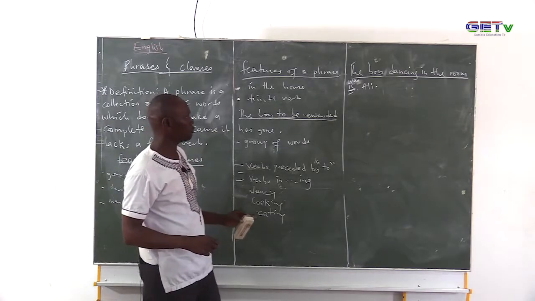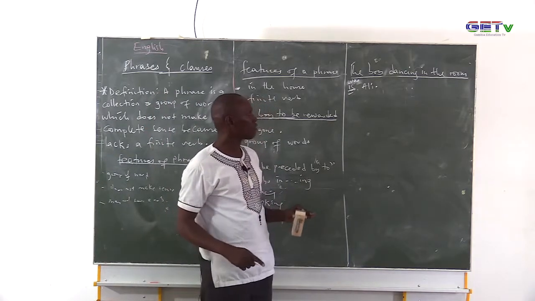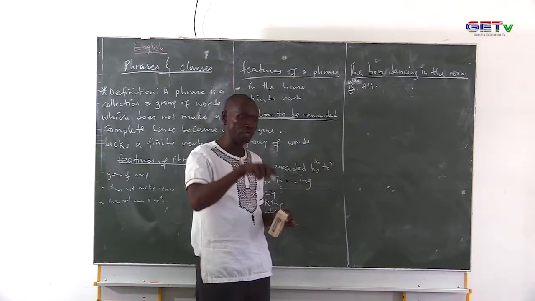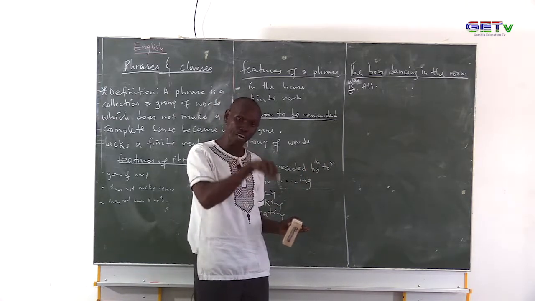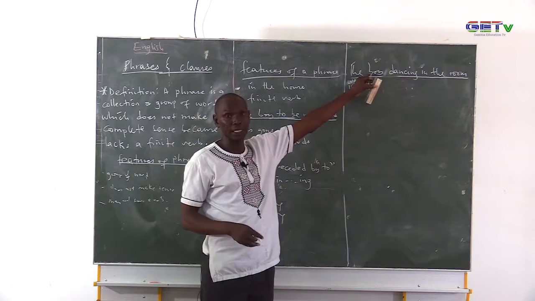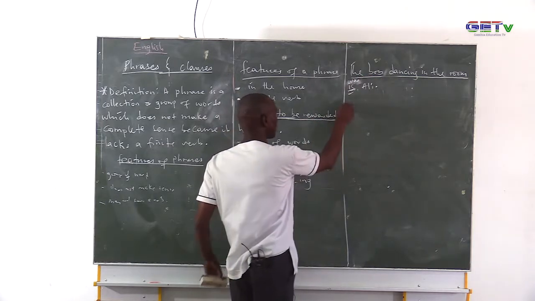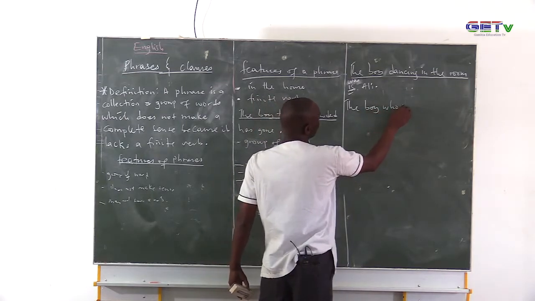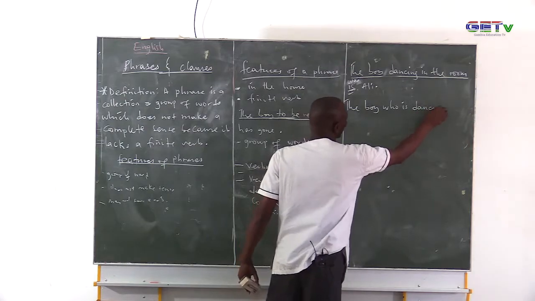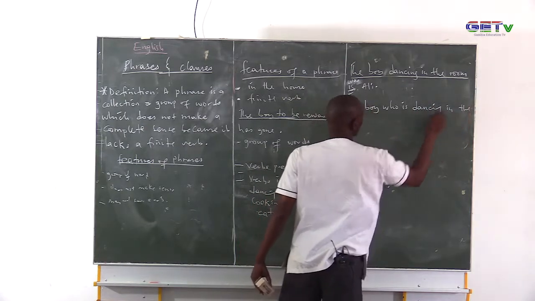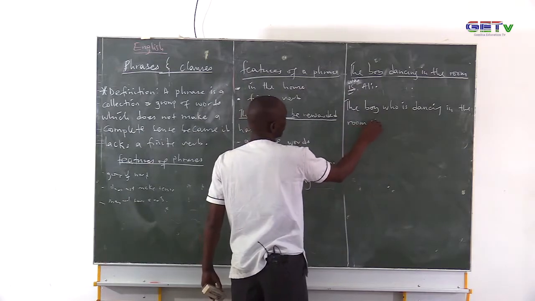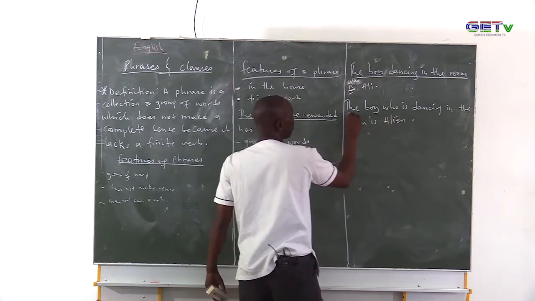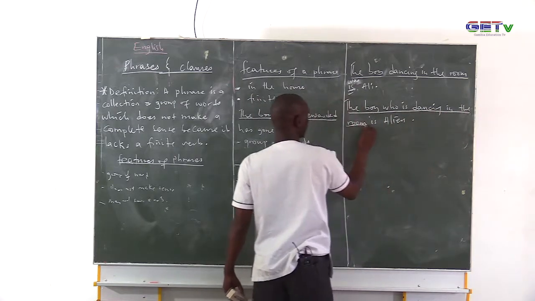Take note, if you have two verbs, one ends with ing and the other one is there as an auxiliary verb, and you know if you change the subject, that auxiliary verb will change to agree with the subject, then that is a clause. Let me give an example. If we say the boy who is dancing in the room is Ali.